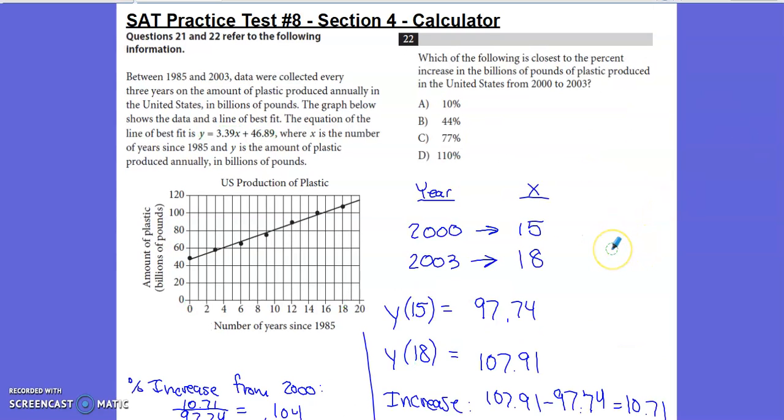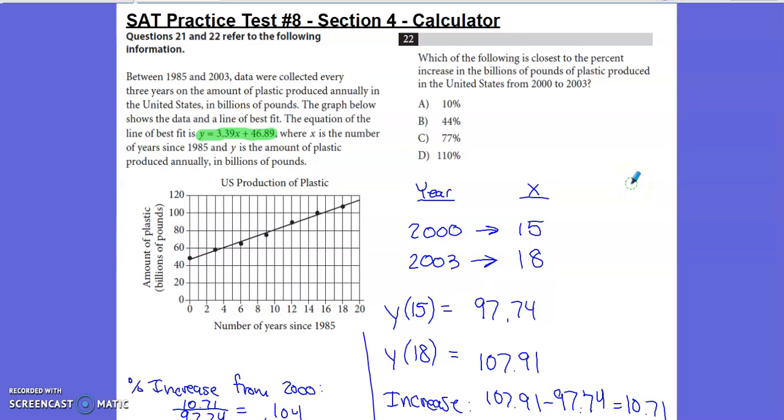If you look at the next part of this problem, it's based on the same information. We're just asked to do something a little more involved with it. Which of the following is closest to the percent increase in billions of pounds of plastic produced in the United States from the year 2000 to the year 2003? So what I wanted to do is use the equation of this line of best fit right here to figure out about how much plastic was produced in these 2 years, 2000 and 2003.